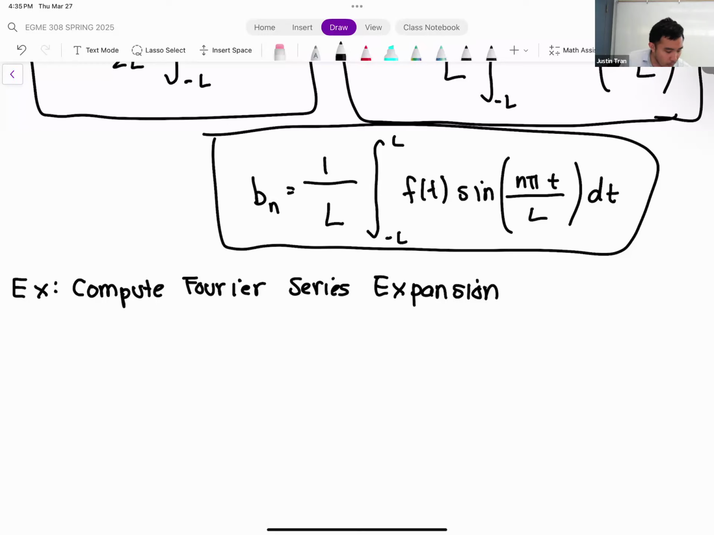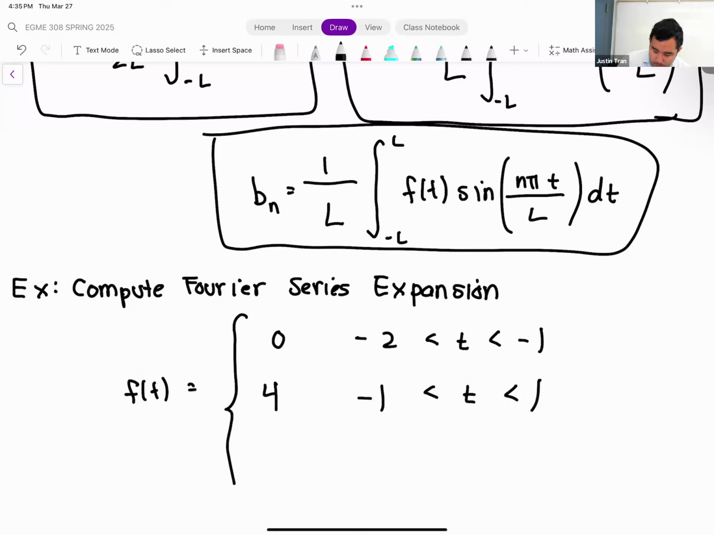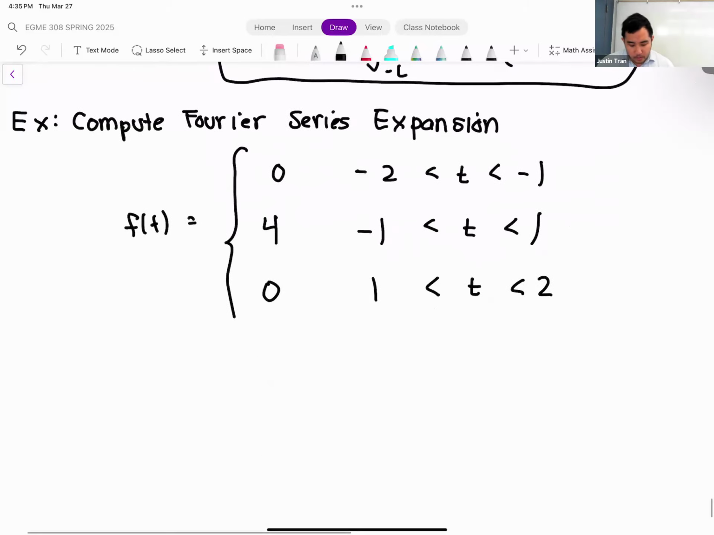And we're going to do so for the following functions. So we have f of t is equal to 0 from t equals -2 to -1. It's going to have a value of, we'll say, 4 from -1 to 1. And it's going to go back down to a value of 0 from 1 to 2. Okay, so let's plot it out.